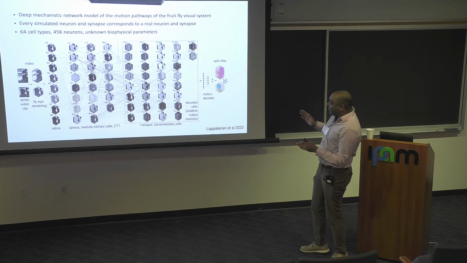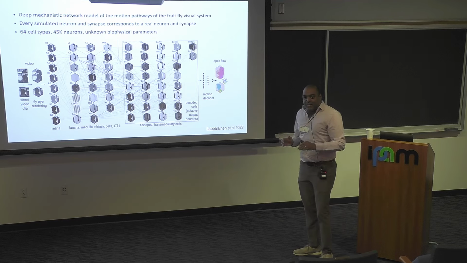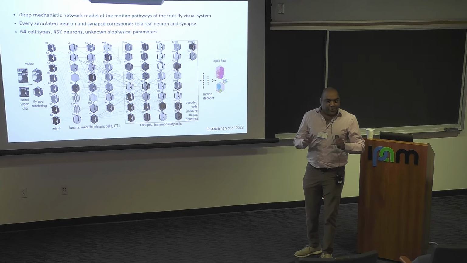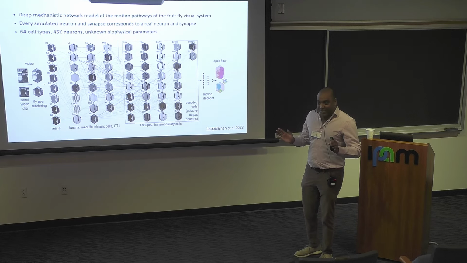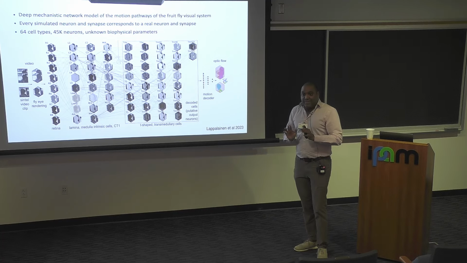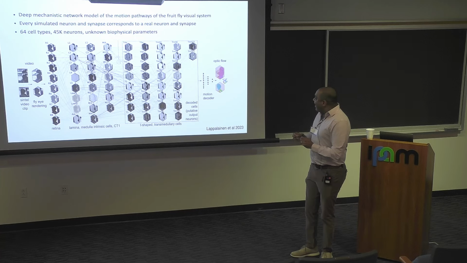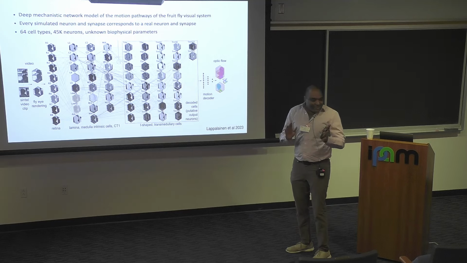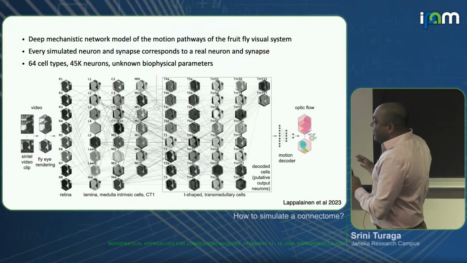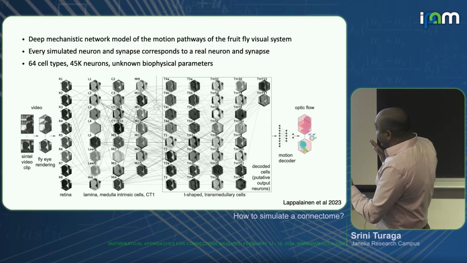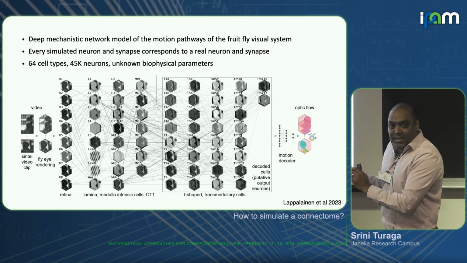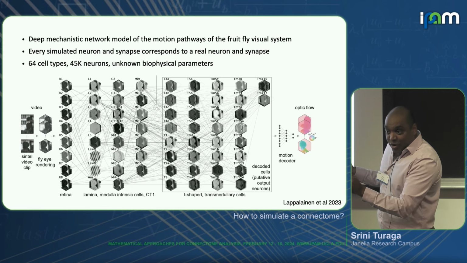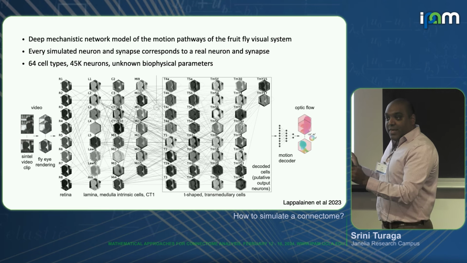Yes, okay, so here's what we're gonna do. We're gonna say that we know something about what the motion pathways of the fruit fly's visual system do. They look for motion. That's a very broad hypothesis that one might make. So how do we instantiate that? What we did was we said, somewhere in this network, it should be detecting motion. We don't know where, but somewhere.